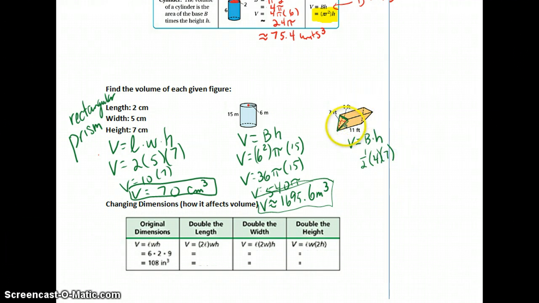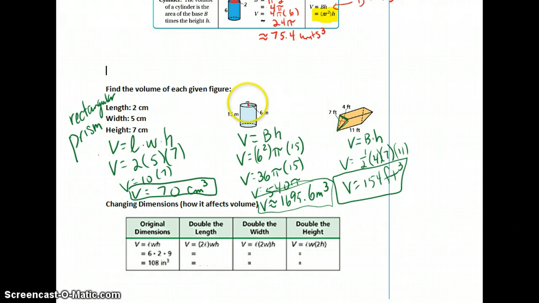And then we want to find this height. This h here is our 11. When we multiply these all together, we get our volume equal to 154. It is feet, and it's to the third.